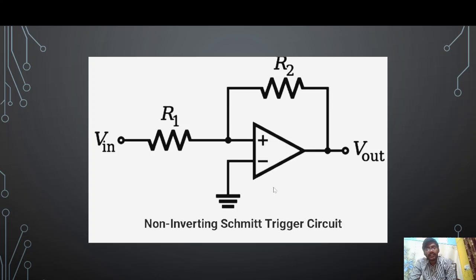And now let's understand how this circuit will act as a non-inverting Schmitt trigger. Once again assume the voltage at this node is equal to V plus, and here if you observe, the inverting terminal is at ground potential. So whenever V plus is greater than 0, in that case our output of the op amp will be high, and whenever V plus is less than 0, in that case our output will be low.